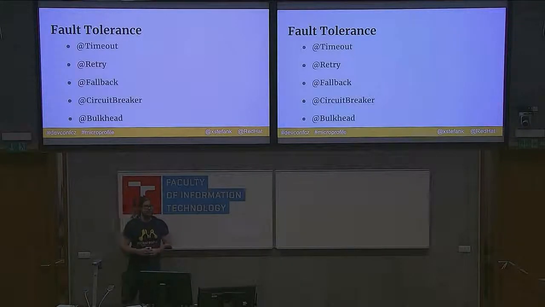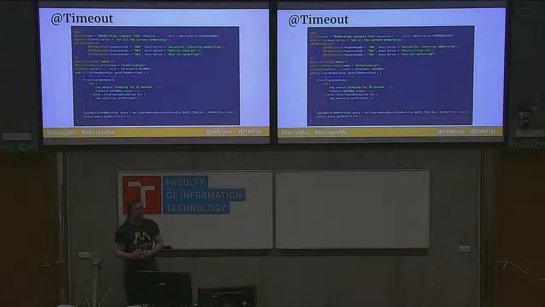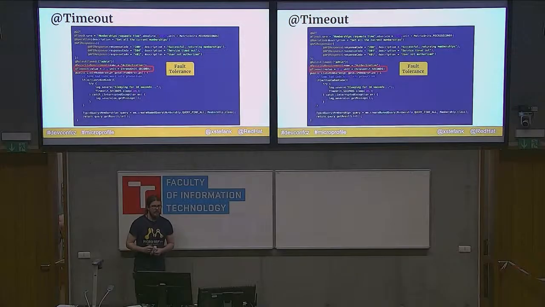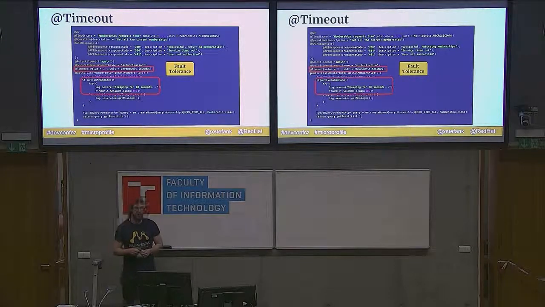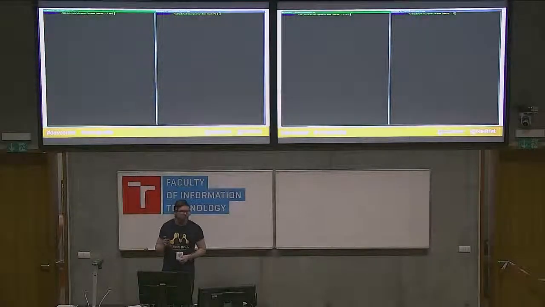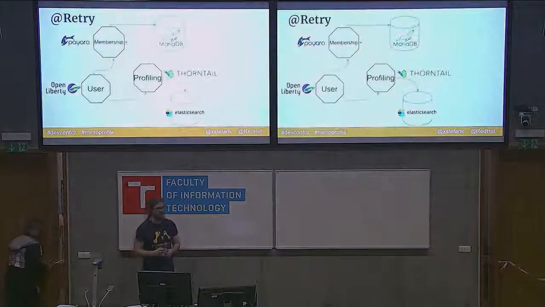Fault Tolerance consists of 5 annotations representing the 5 strategies. And let's just really quickly go through all of them. So Timeout speaks for itself. Again, we can specify an OpenAPI. You just provide some timeout unit where, if the execution takes longer, like for instance here we have a flag that will time out after 10 seconds, you will throw an exception that will get mapped to 504. Again, we have examples, but I won't go through them.